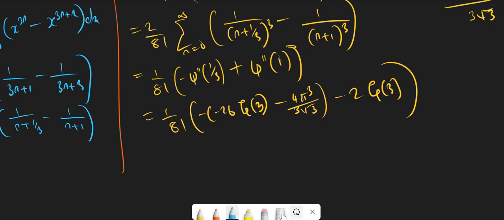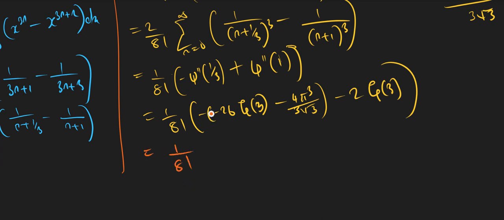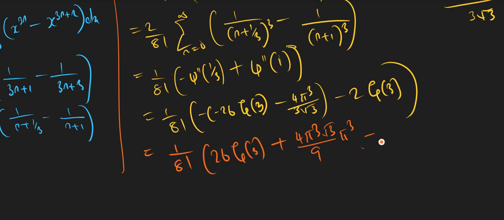So there you go. Let's see, then this will be equal to 1 over 81 times, positive 26 zeta of 3, then plus 4 pi to the 3rd power over, we can do this as 3 times 3, 9. Let's say 9, then square root of 3 pi cubed. Okay, then minus 2 zeta of 3.